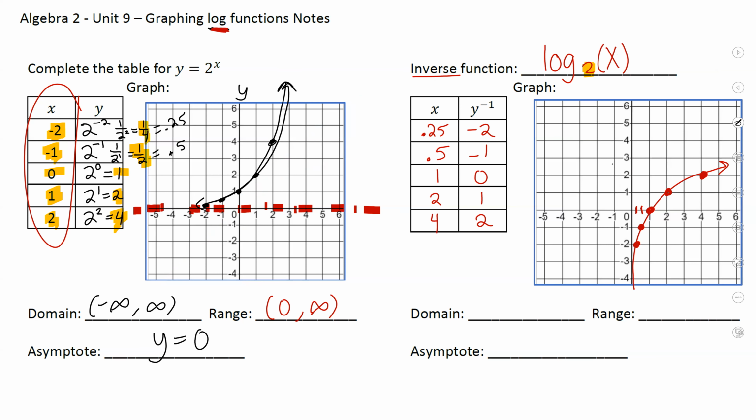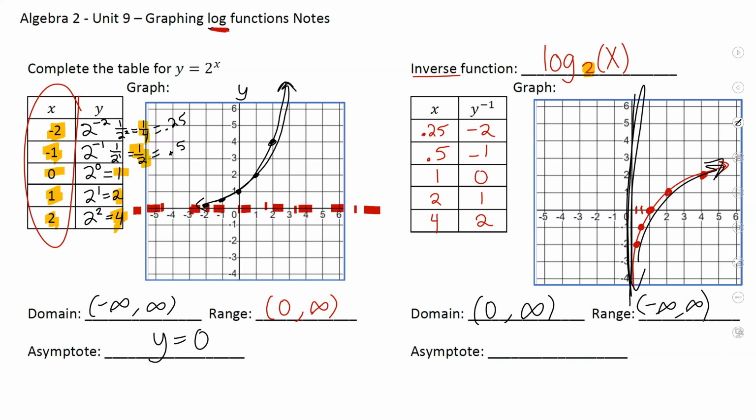Looking at my graph, what is the domain? Where's the left side? Yep, here's the left side right here. That's 0, and it goes off to the right, to infinity. Okay, let's talk about the range. What is the range? Yep, bottom to the top. All real numbers, -infinity to infinity.